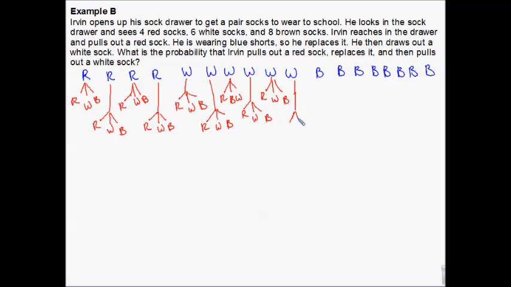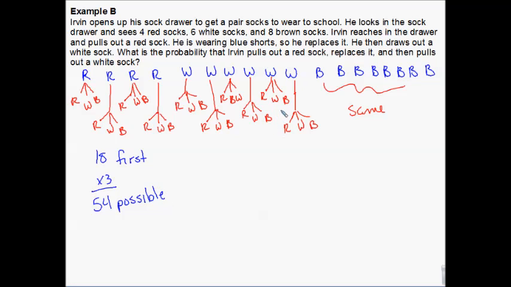Okay, so each time he can pull out a red, a white, and a brown. So when he does that, there's 3 possibilities for each one of these original possibilities. So he has 4 plus 6 is 10, 18 original possibilities, 18 first sock options, and then times 3. So out of all of these, there are a total of 54 possible patterns.